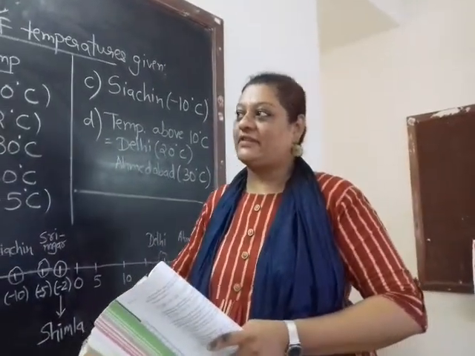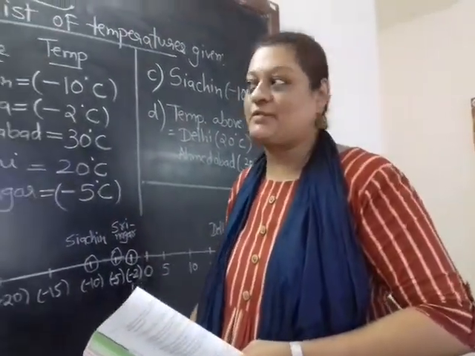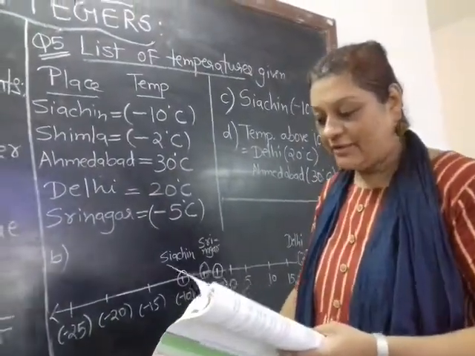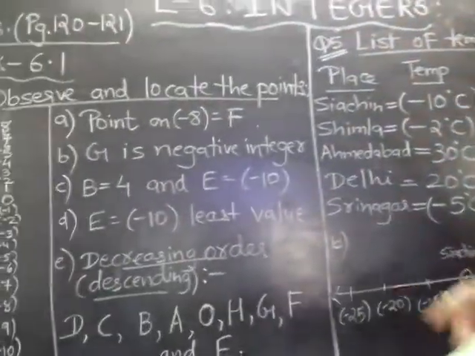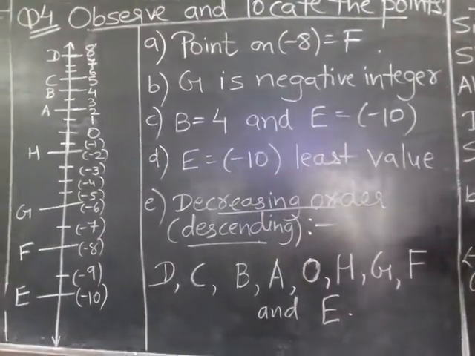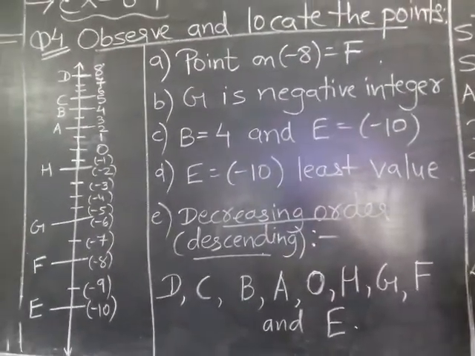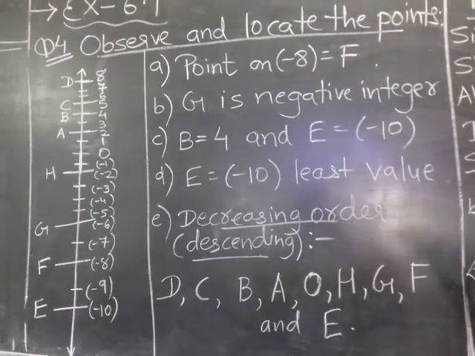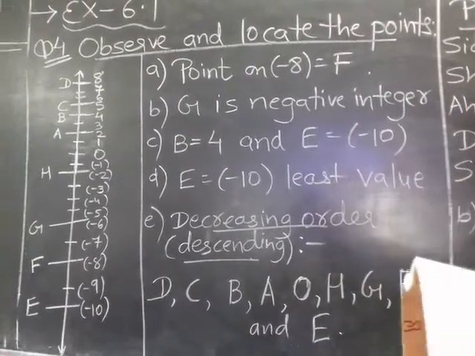Okay, moving further with question number 4 of exercise 6.1. You can check it out in your textbook. The questions, children, I only had written the answers as there is less space here on the board. So I had written answers of the questions. Question number 4 is, adjacent figure is a vertical number line.